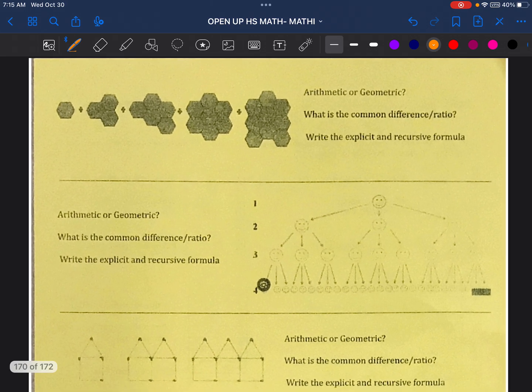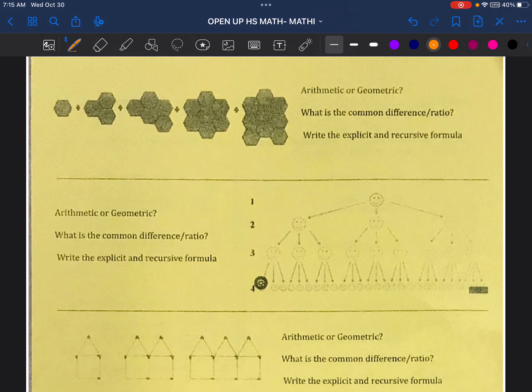Alrighty, so if I'm looking here at this first one, this would be my 0th term, my first term, second term, third term, fourth term. And in the 0th term, it looks like we've got 1 hexagon, then 3 hexagons, then 5, then 1, 2, 3, 4, 5, 6, 7, then 7, 8, 9. Okay, sweet. So first off, is this arithmetic or geometric?